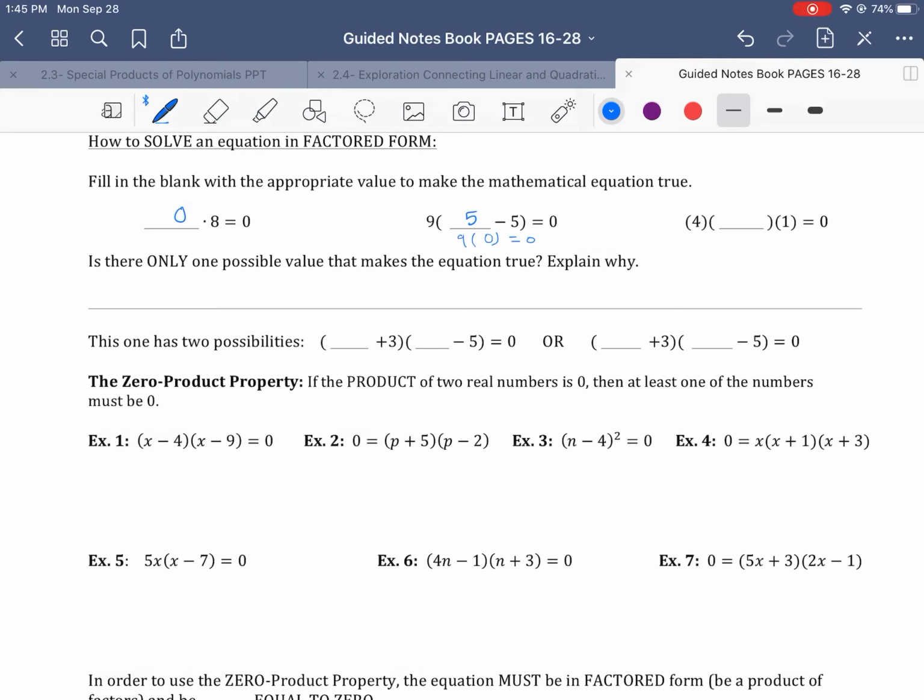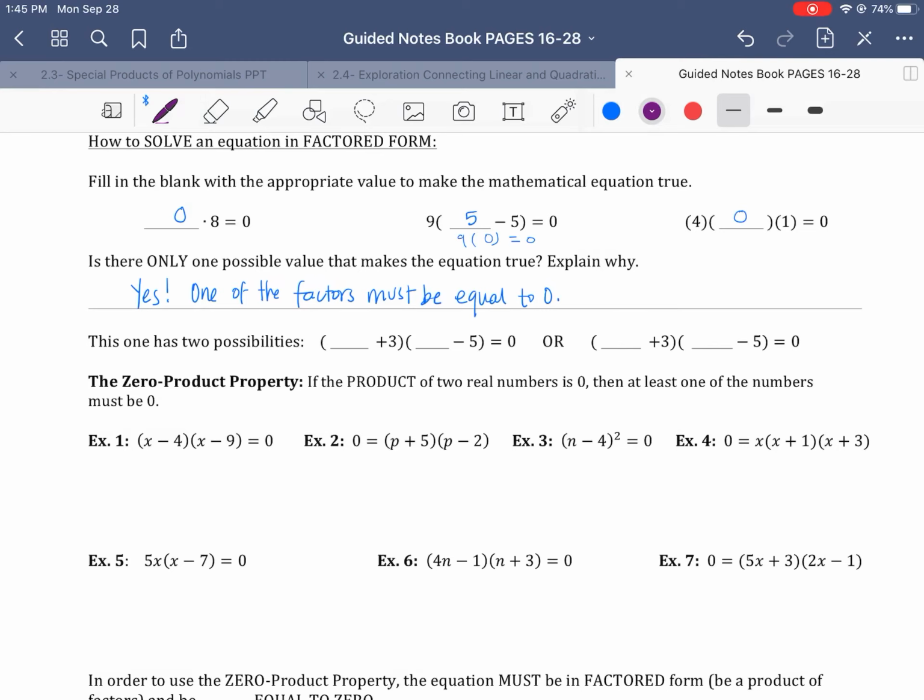The last example, we've got 4 times something times 1 equals 0. So again, one of the somethings has to be 0. So it's important on this, it says, is there only one possible value? The answer is yes, right? Because we need to have a 0. So one of the factors, that doesn't mean the solutions, but one of the factors must be equal to 0, right? If they're multiplying to 0, one of them has to be equal to 0.